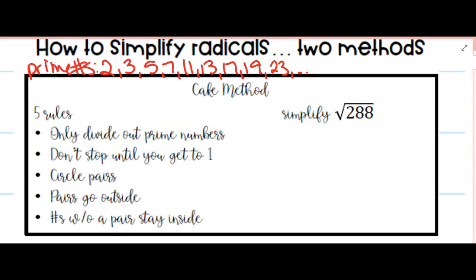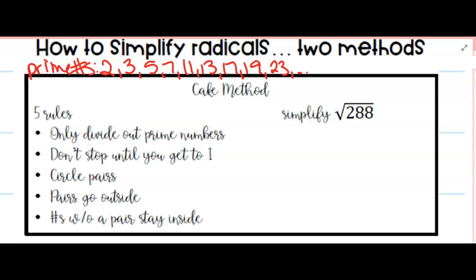And kind of like the perfect squares, you could keep going. The list of prime numbers is endless, but for purposes of this lesson, you probably won't need to go above probably 13. Okay, so first rule, we're only going to divide out a number on this list. Second thing, don't stop until you get to 1. Third thing, circle pairs. Fourth thing, pairs go on the outside. And then fifth thing, numbers without a pair stay inside.